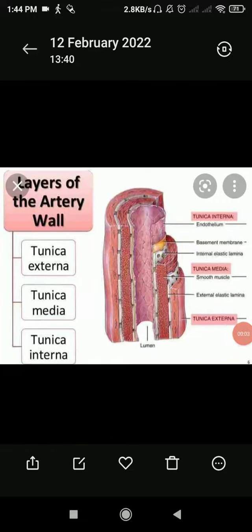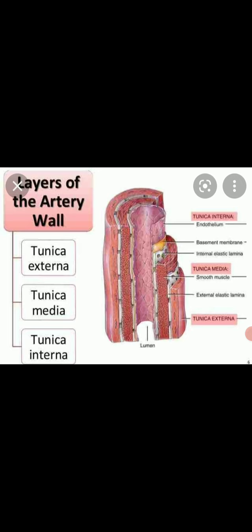Hello everyone. Today's interesting topic is on the blood vessel or a vascular tissue. So the layer of a blood vessel, before going to the layer, there are three types of blood vessel: artery, vein and lymphatics. Artery is a blood vessel which carries the blood away from the heart.